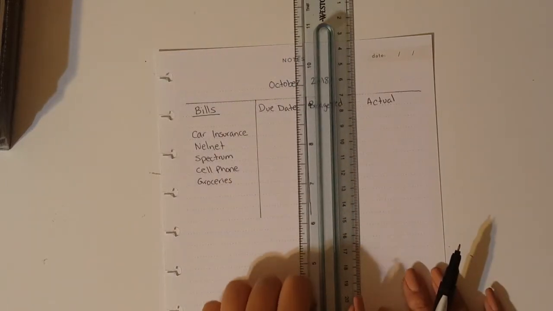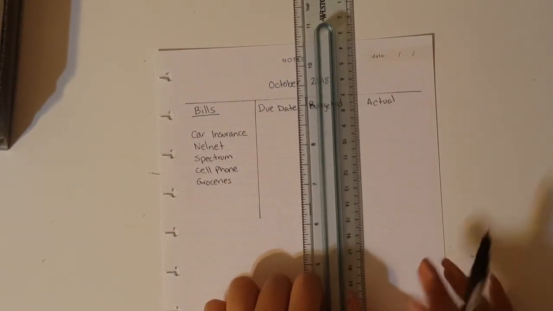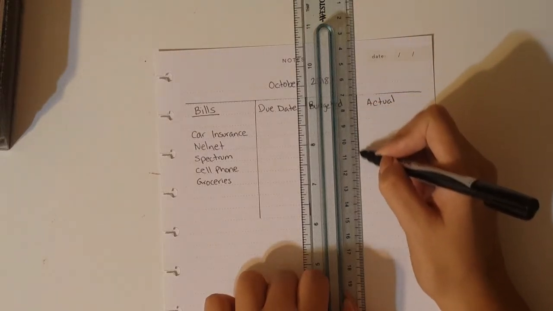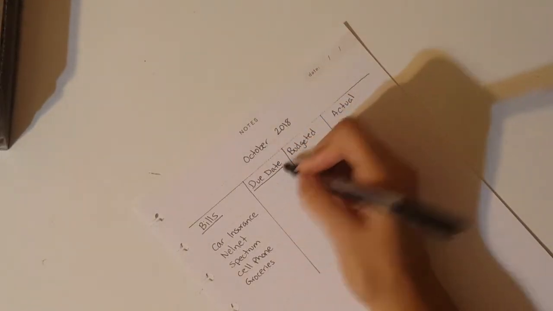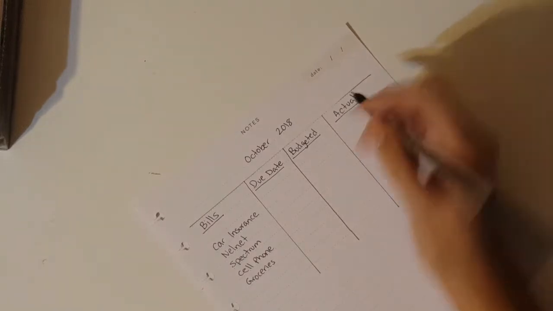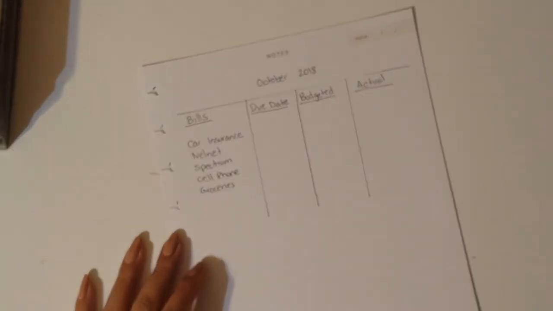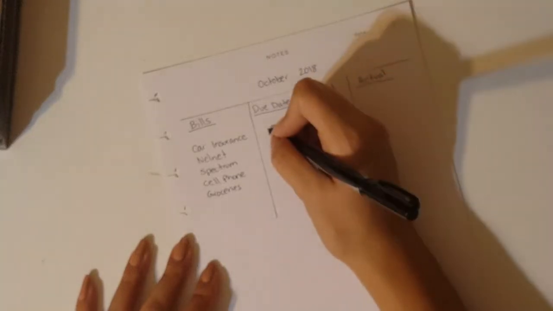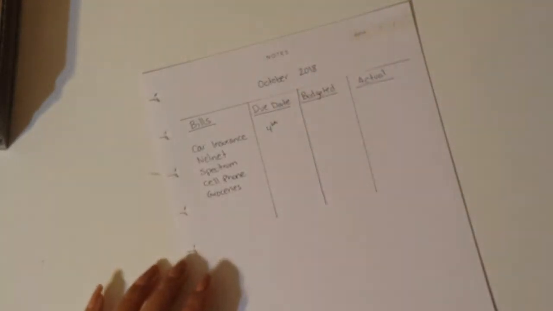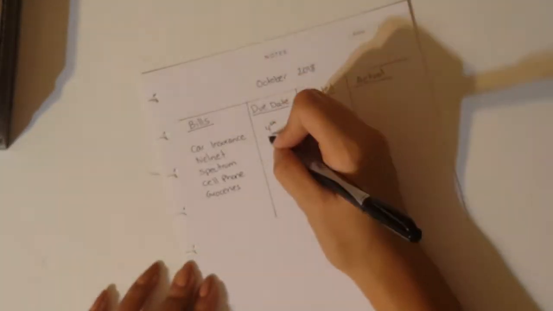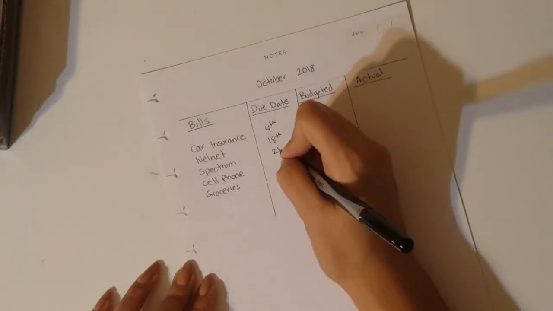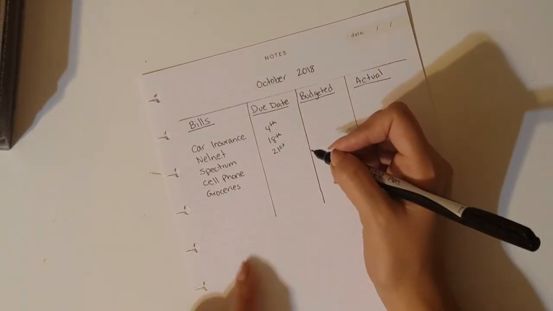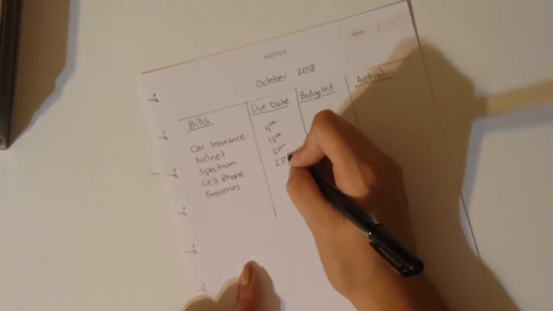So I'm going to make another line here. Okay. Budgeted and actual. Car insurance is due on the 4th. Neonet is due on the 18th. Spectrum is due on the 21st. Cell phone is due on the 23rd.